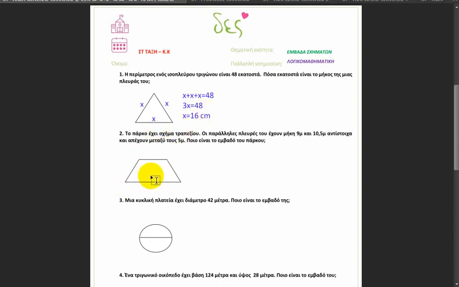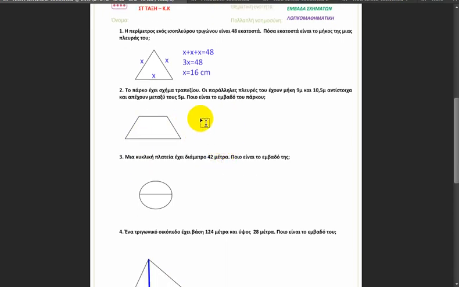Let's see. Here we have a trapezoid. The two bases are 9 meters and 10.5 meters. And this is the distance between them, so the height is 5 meters. And we want the area. So let's find the area.